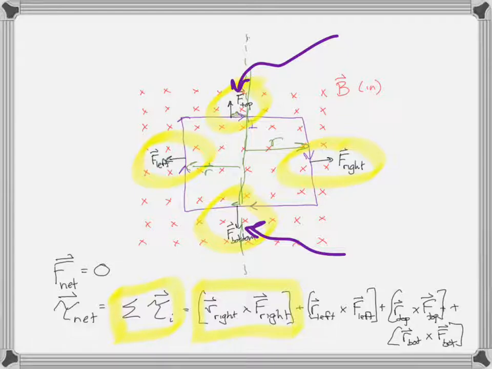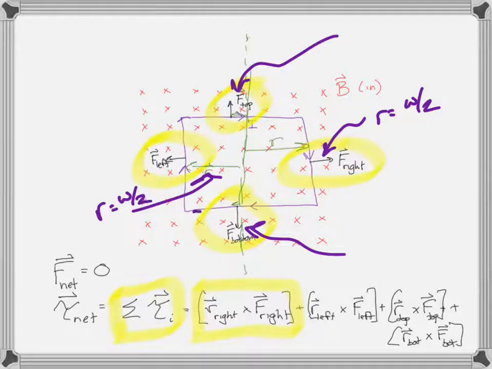So R would equal 0 for those two forces. In this case, R would equal W over 2, right? And in this case, R is equal to W over 2, since this whole length here is W. But for the torque on the top, R is equal to 0. For the torque on the bottom, R is equal to 0, because there is no distance, not the way I drew it, but correctly, there is no distance from an axis through the center, and those two forces.